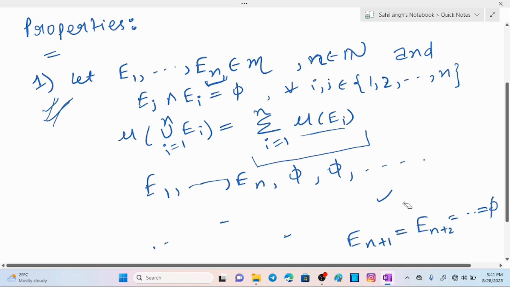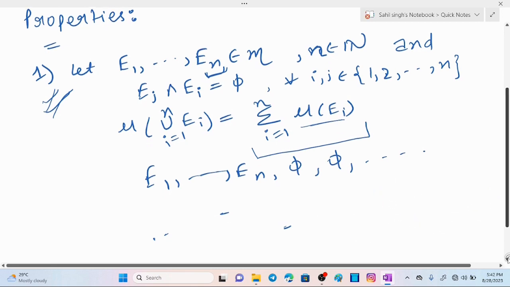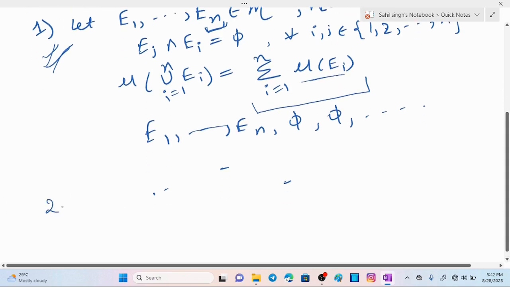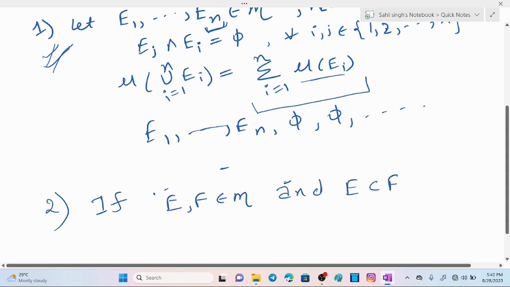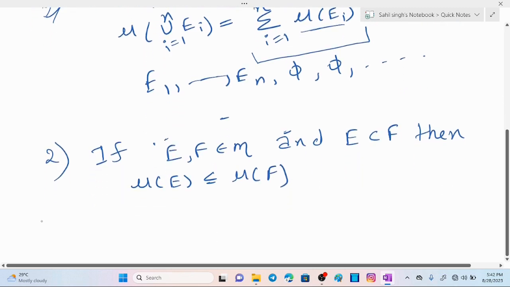Now let's see the second property. Property number 2: if E, F belong to M and E is a subset of F, then μ(E) is less than or equal to μ(F). So this is another property, and we will prove it.